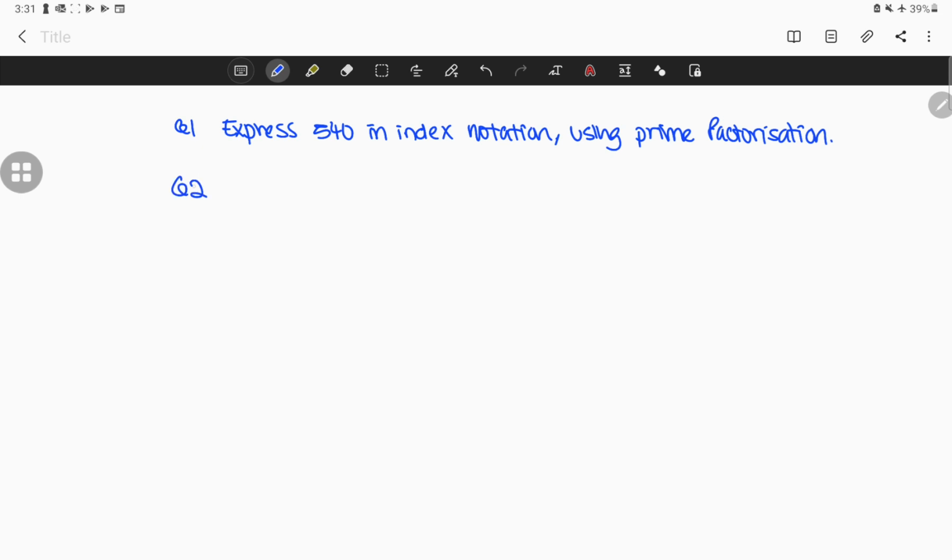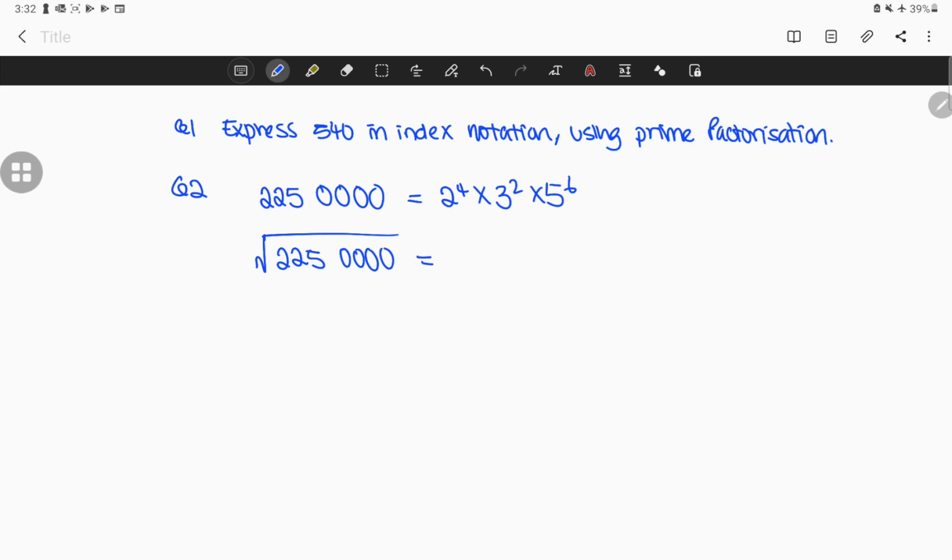The second question would be that you are given this very big number, 225,000. Okay, but no worries, I've already prime factorized it for you. So here you go, it's 2 to the power of 4 multiplied by 3 to the power of 2 multiplied by 5 to the power of 6. So what I need you to do is find the square root of 225,000. What is it equal to? And leave your answer in index notation.